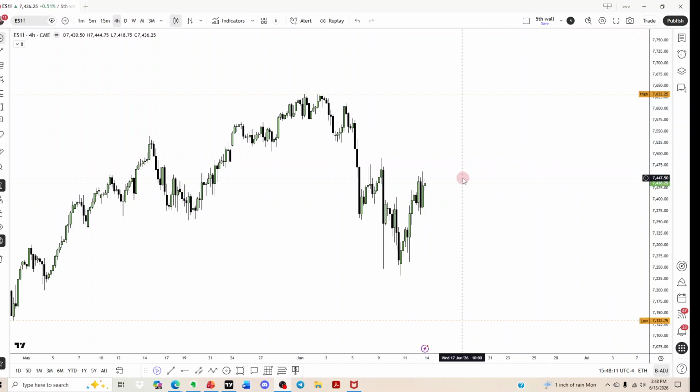What we have here is a naked chart on the 4-hour S&P 500 E-mini futures, the ES continuation chart or continuous chart, 4-hour chart. Let's see what we see here.